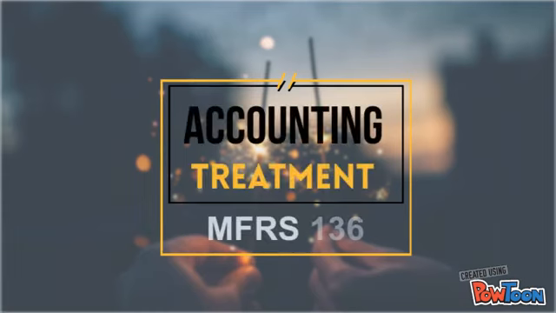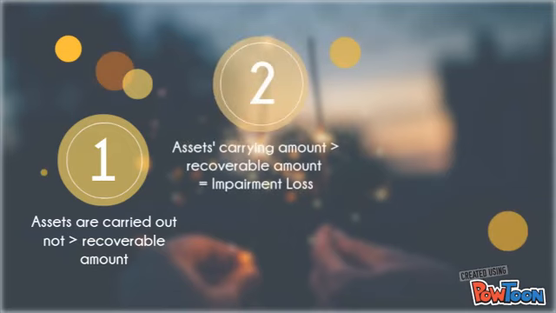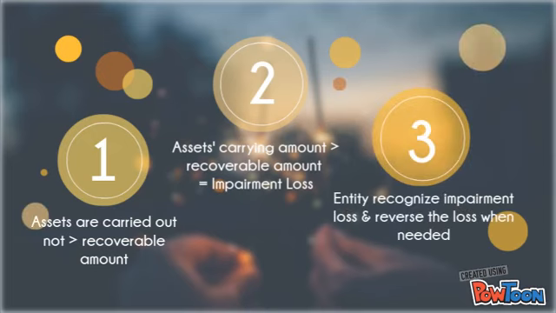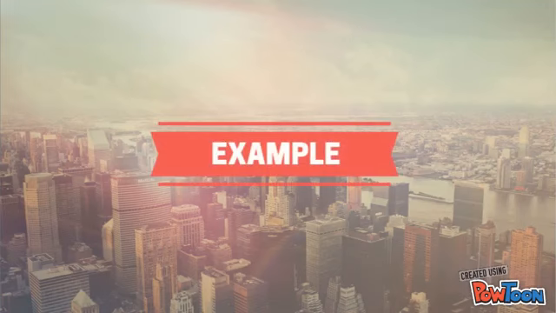So, here is the accounting treatment for MFRS 136 impairment. The entity assets are carried out not more than the recoverable amount. When its carrying amount is more than the recoverable amount, it indicates an impairment loss. So, the entity has to recognize the loss and reverse it when needed. So now, let's see an example of impairment for further understanding.